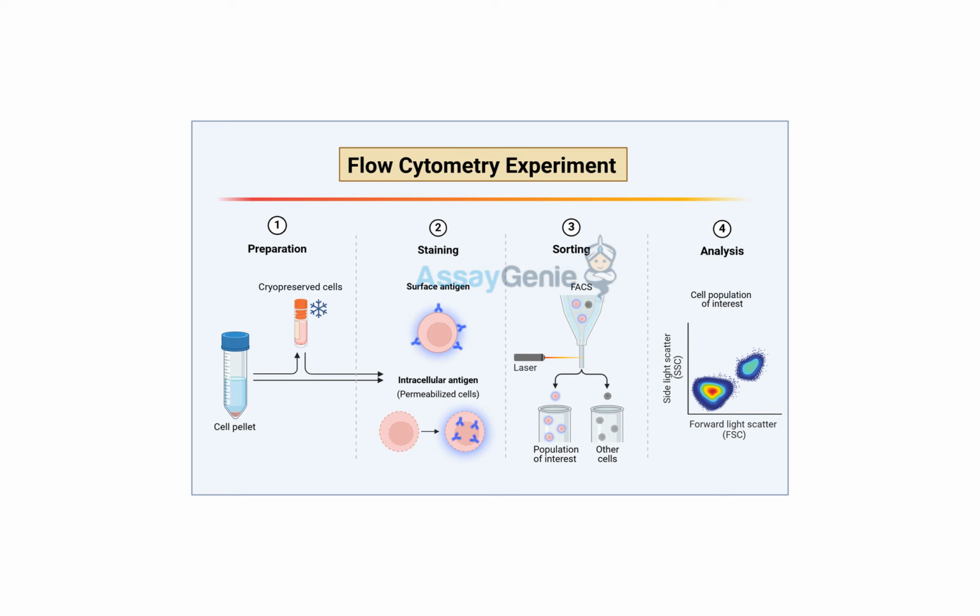Otherwise, we're going to end up with false positives, like a detective arresting the wrong person. Exactly. So how do we prevent that? So we have this process called titration. Titration, okay. And it's basically adjusting the concentration of the antibodies until we find that sweet spot.